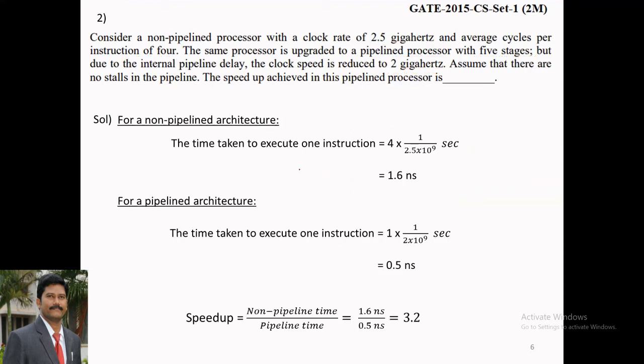This is the time taken to execute one instruction: 4 into 1 by the clock frequency gives 1.6 nanoseconds. In pipeline architecture, one clock cycle it will take generally, so 1 into 1 by the clock frequency, that is 0.5 nanoseconds. Speed up equals non-pipeline time divided by pipeline time, that is 1.6 nanoseconds by 0.5 nanoseconds, that is 3.2.